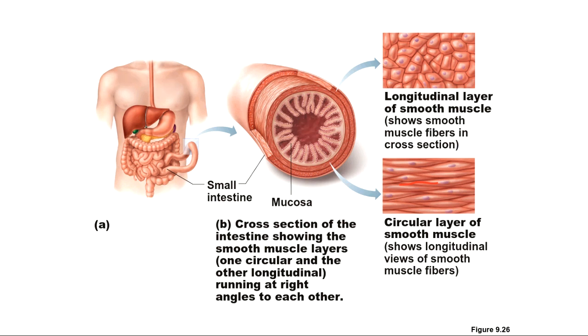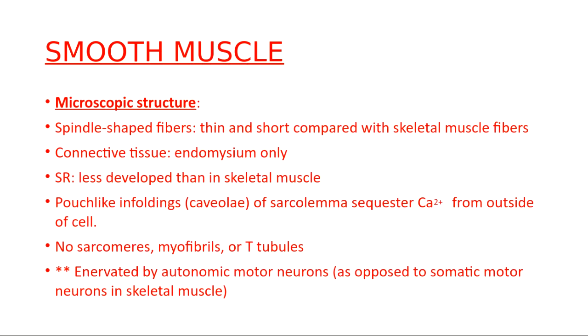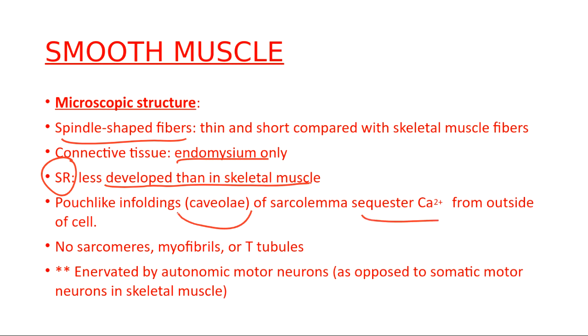In smooth muscle, the fibers are small and spindle-shaped. They have less connective tissue. They only have endomysium. The sarcoplasmic reticulum is less developed. It doesn't store calcium. Instead, the calcium is trapped at the surface of the muscle cell in little infoldings called caveolae that sequester or trap calcium outside the cell. There are no sarcomeres, no myofibrils, no T-tubules. This is non-striated muscle.